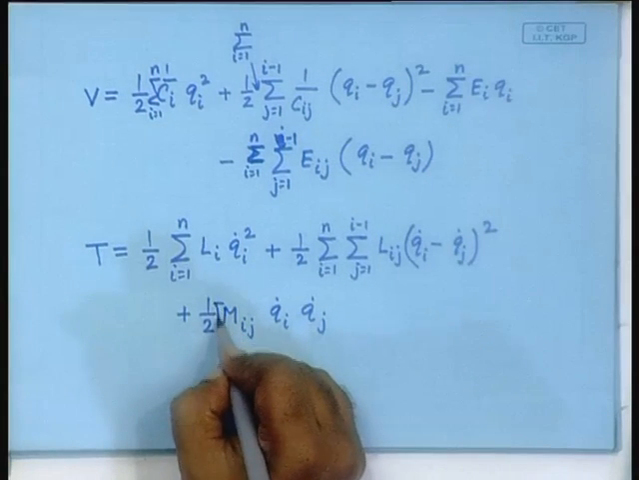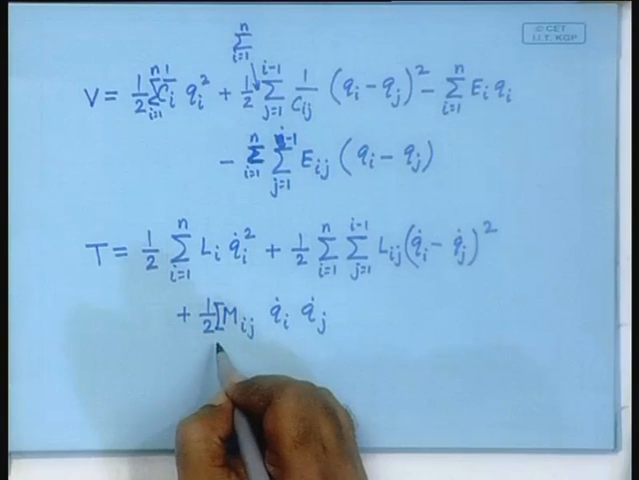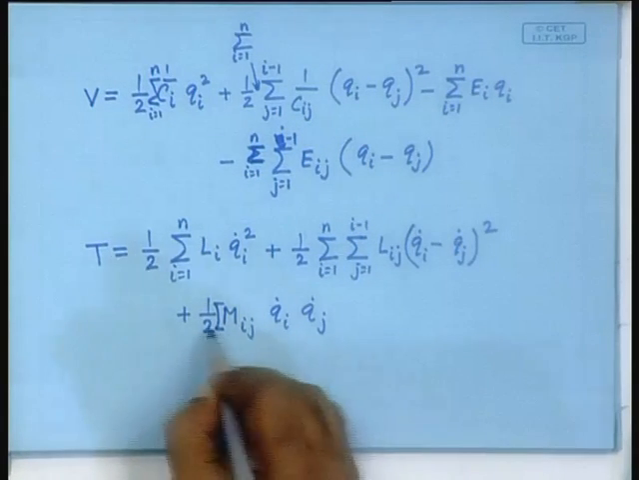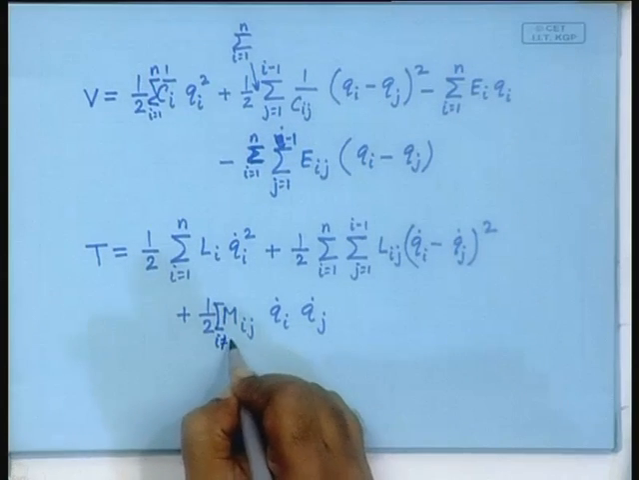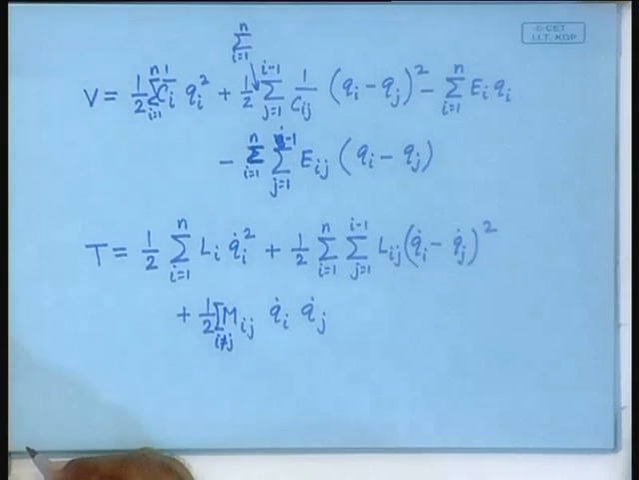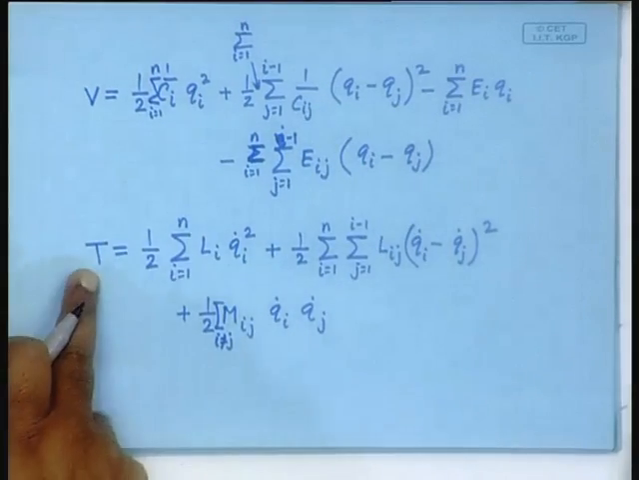This will have to be summed over, sorry, again not in the same way, this will have to be summed over all i's and j's, where i is not equal to j. Okay. So, that exhausts all the possibilities of the potential energy and the kinetic energy.